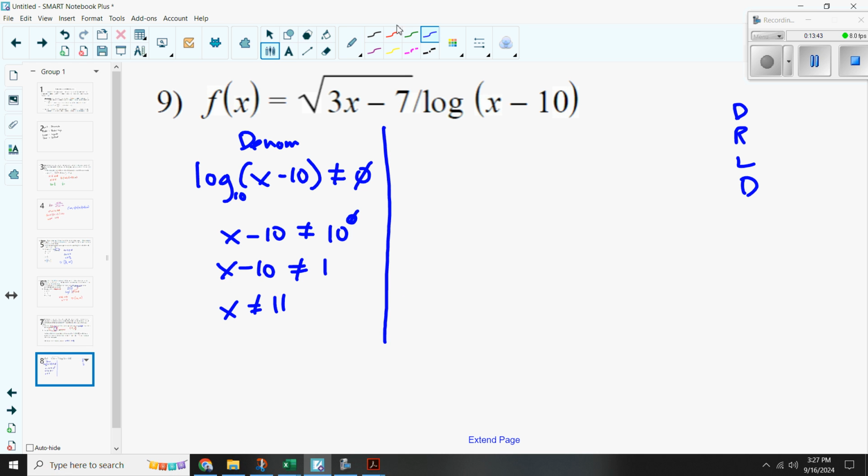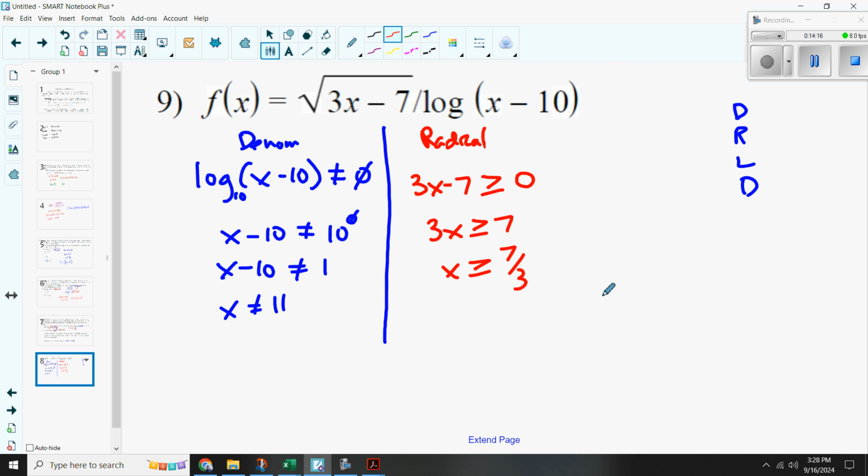Well, let's look at the radical sign. Do I have a radical sign with an even index? I do. It's right here in my numerator. So I take the radicand. I'm going to take 3x minus 7, and I say that has to be greater than or equal to 0. So 3x has to be greater than or equal to positive 7. X has to be greater than or equal to 7/3. Okay, that's my radical restriction right there.